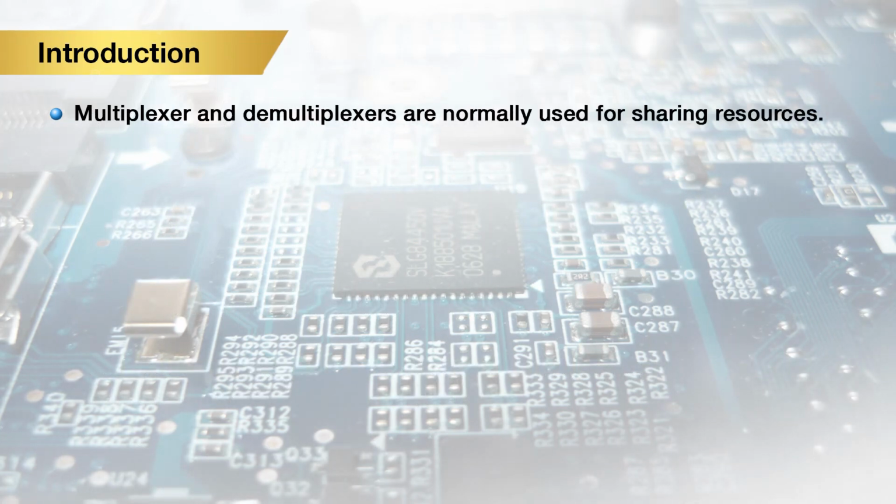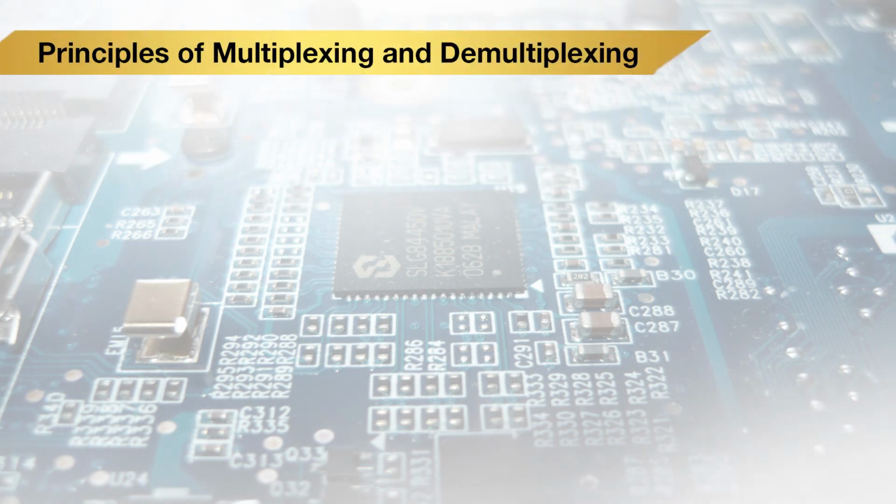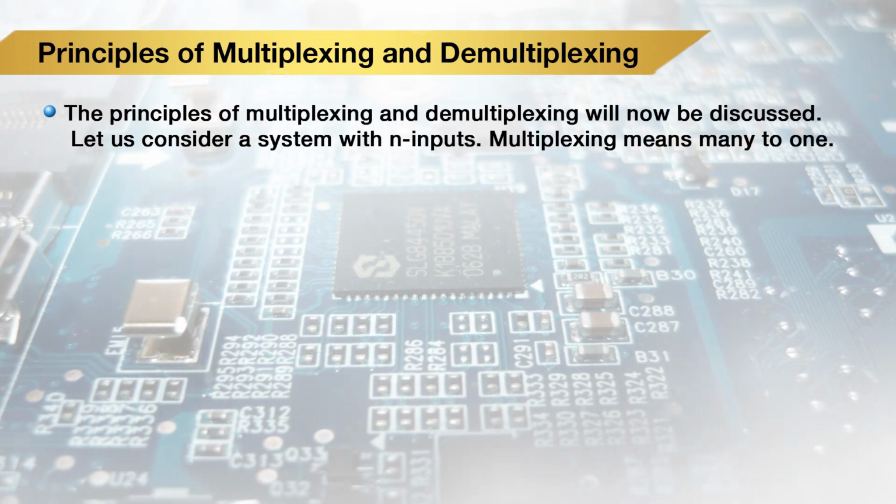Multiplexers and demultiplexers are normally used for sharing resources. A multiplexer routes the data from many sources to one destination and a demultiplexer redistributes the data back from one source to many destinations. So, let us discuss the principles of multiplexing and demultiplexing. The principles of multiplexing and demultiplexing will now be discussed here.